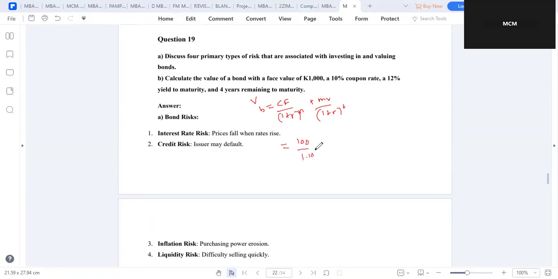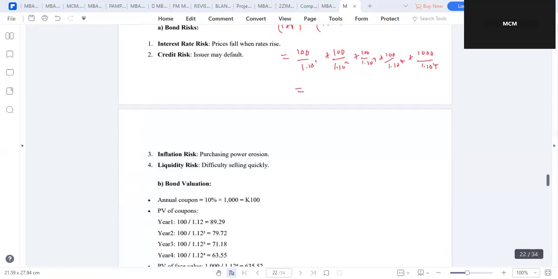Then for the 4 years: 100 over 1.10 to the power 1, plus 100 over 1.10 to the power 2, plus 100 over 1.10 to the power 3. The last year, which is year 4, it will be 1.10 to the power 4. And in the very 4th year, you get your actual amount, 1,000, discounted, which is 1.10 to the power 4 again. When you compute this, you get the value of the bond.